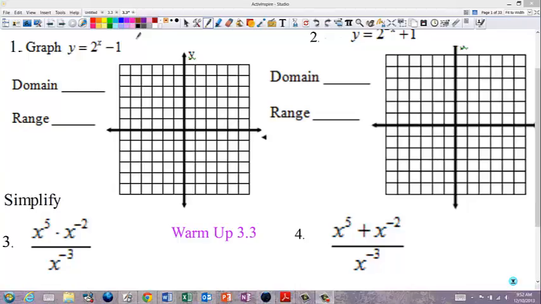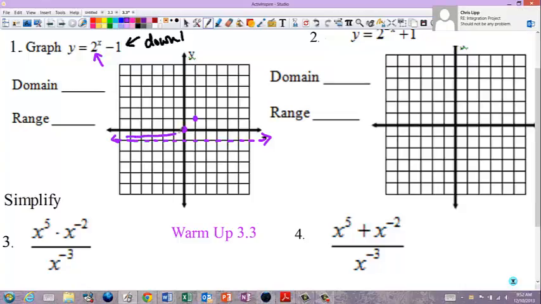It says graph y equals 2 to the x minus 1. This is going to shift the graph down 1. So it's going to be here, points here. The base is 2, so it's going to be over 1 and up 2 from the asymptote. Looks like that. Domain is all real numbers. Range is y is greater than the asymptote, which is at negative 1.